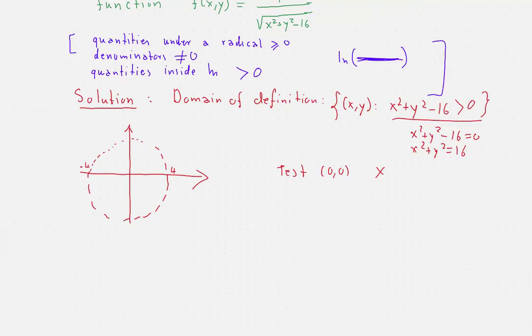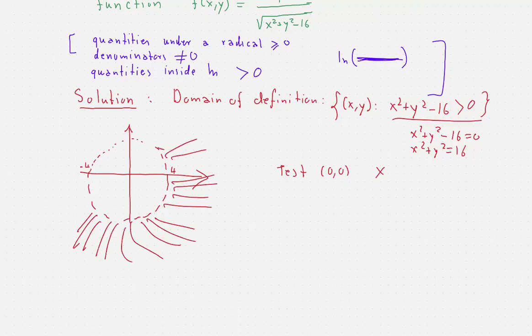So what are we looking for? The other part, which means the exterior. So now we're able to actually sketch the domain of definition, and it's exactly this one without the boundary. So that's the set on which this function is defined.